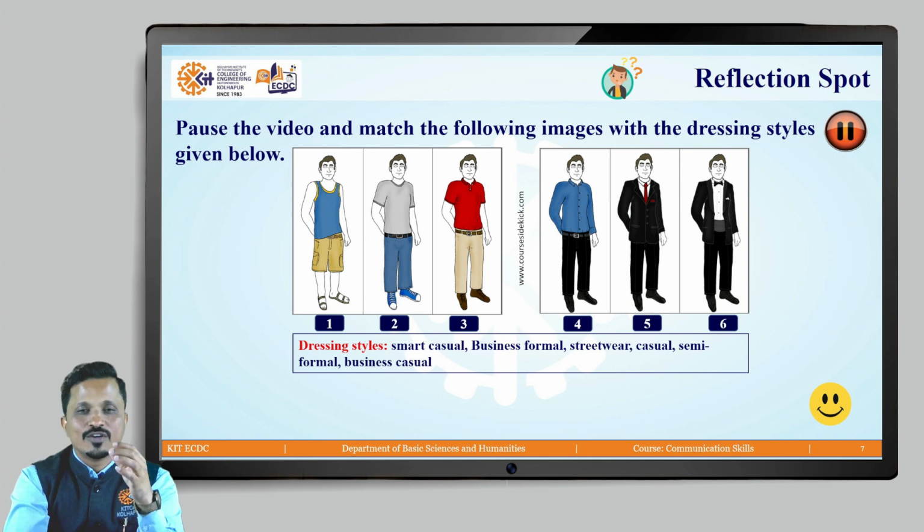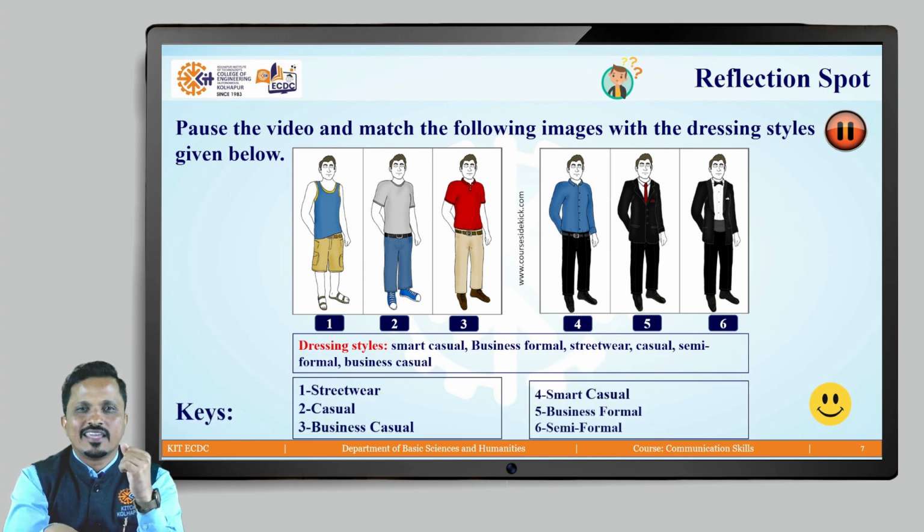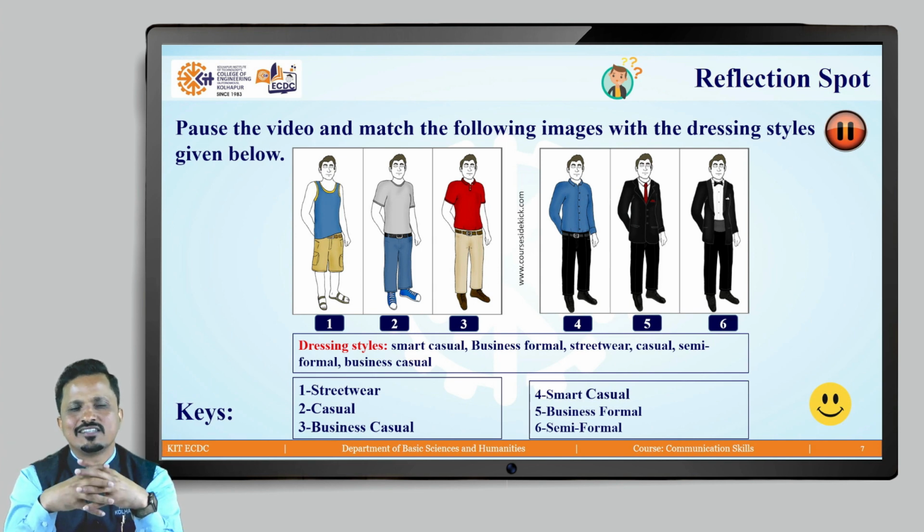I hope you have come up with your answer, and here is the key. The first is streetwear, very informal. Streetwear is what you can wear just when you are at home or in your area. The second one is casual, not very formal and not even streetwear. Third is business casual, which looks good and attracts the attention of other people.